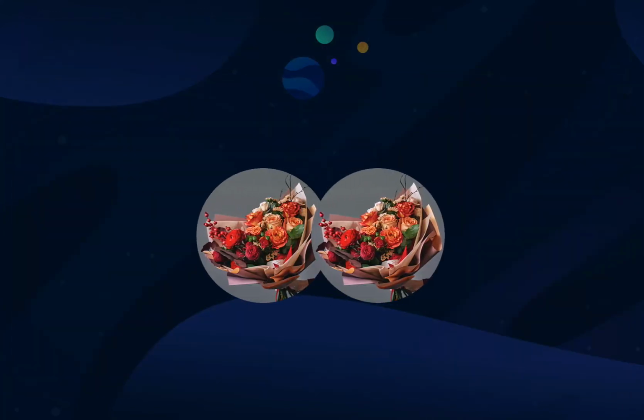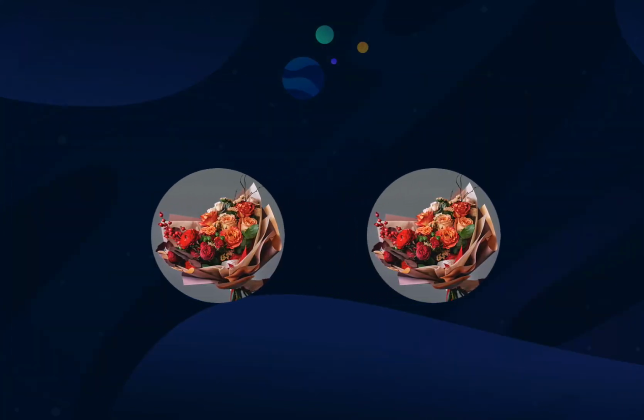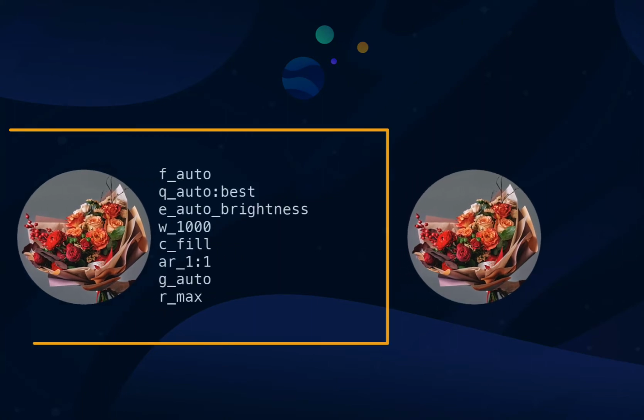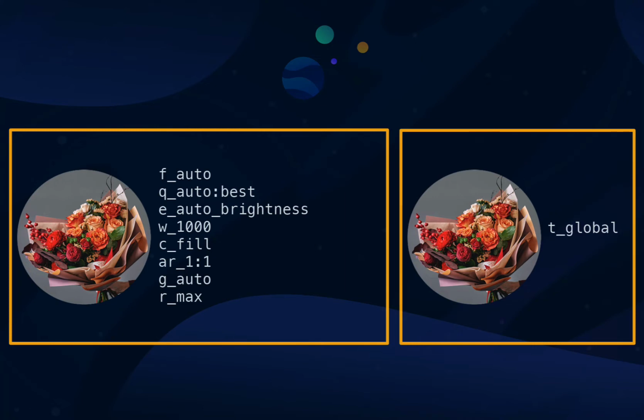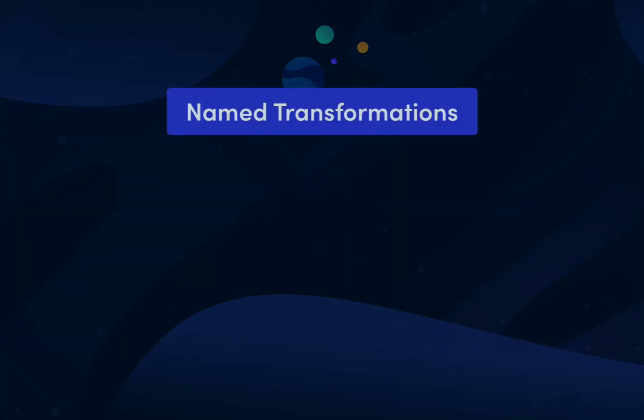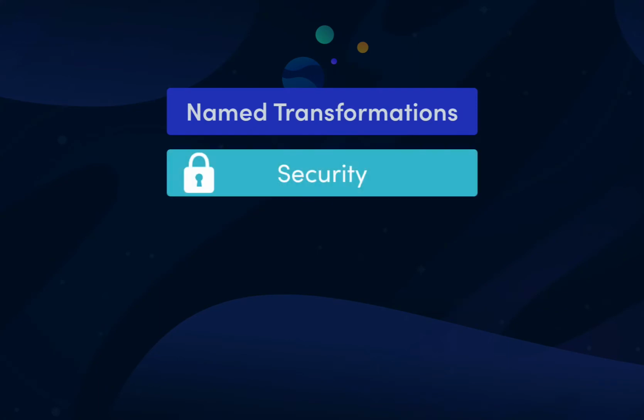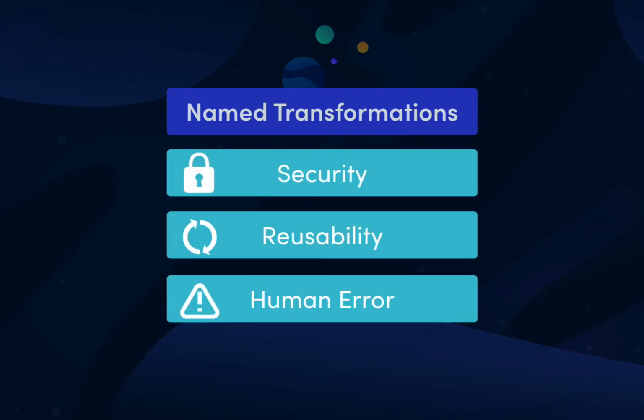This image is identical to this image. The first exposes all the parameters within the URL. The second keeps your set of transformations concealed within a single named transformation. Named transformations also help with security, reusability, and reducing human error.